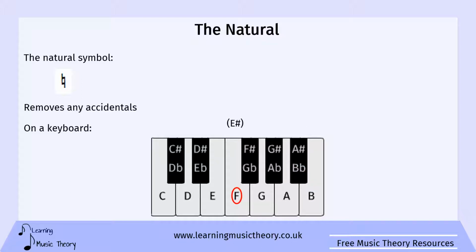Now let's look at E sharp. Although this is the same note as F, we need to remember to label it as E sharp. This is because when E sharp is turned into E natural, it will revert back to the E note, whereas if you were to put a natural sign in front of an F, it would remain as an F. This is why it's important to name the notes correctly.